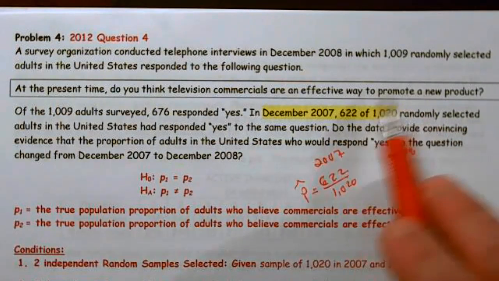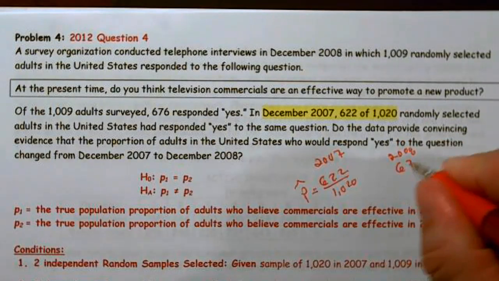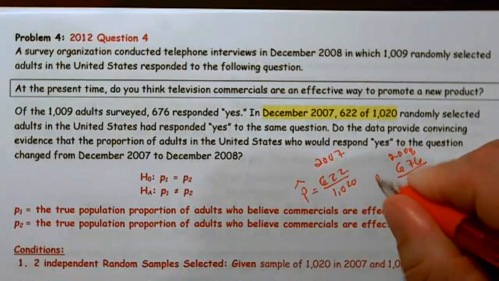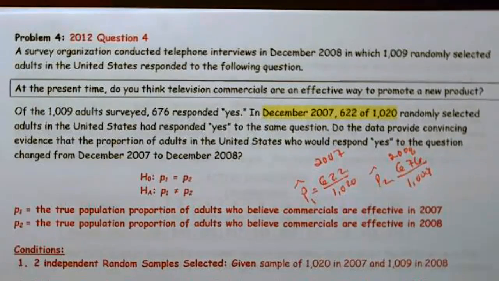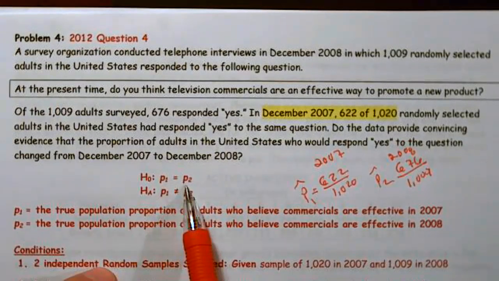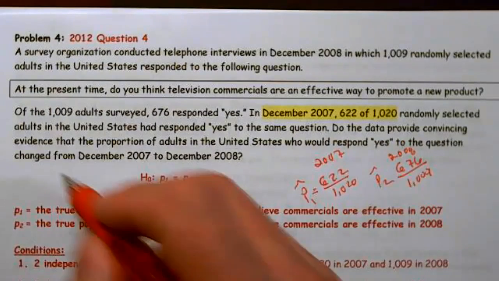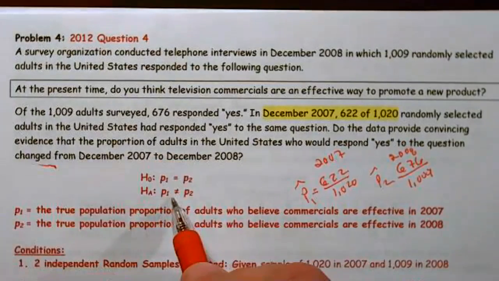2008, which is 676 over 1,009. And I called those p hat 1 and p hat 2. My null hypothesis is that the two proportions are equal, because that's what we always assume, the status quo. And since they said, does it provide, they changed. Change doesn't tell me a direction, so I'm going to go with a not equal here.